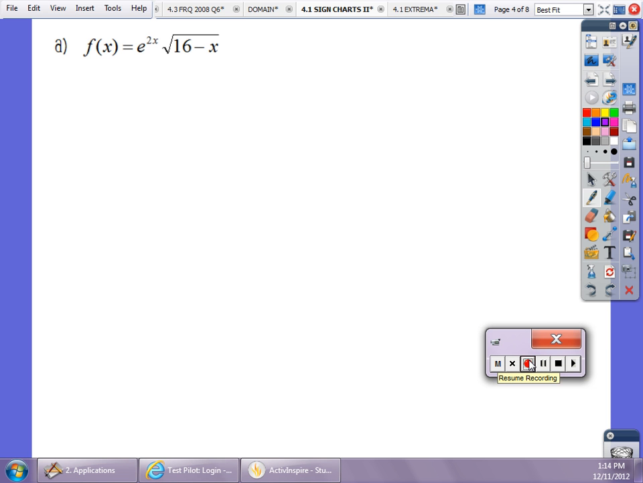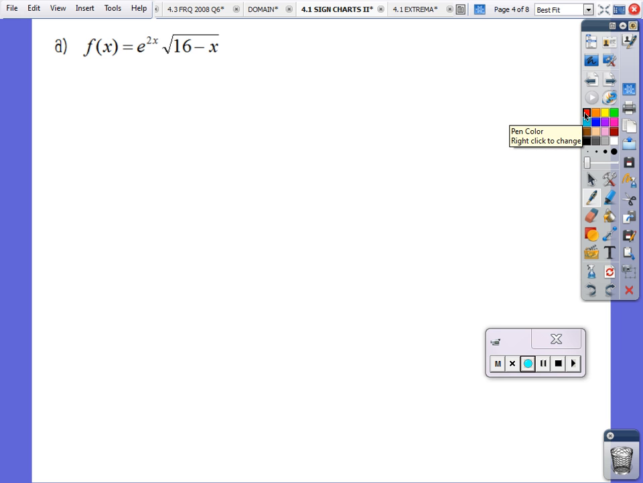So I'm actually going to do a sign chart for this problem, which we found the derivative on the quiz, but I didn't make you do a sign chart. And really, that's what I would have made you do. So I'm going to take the function, and I'm going to go through and make a sign chart.